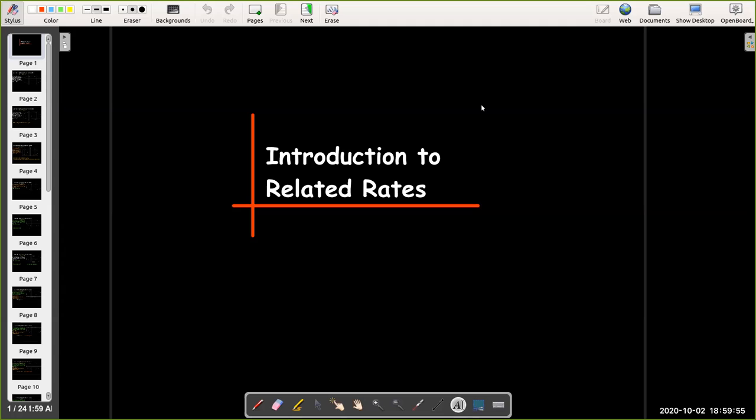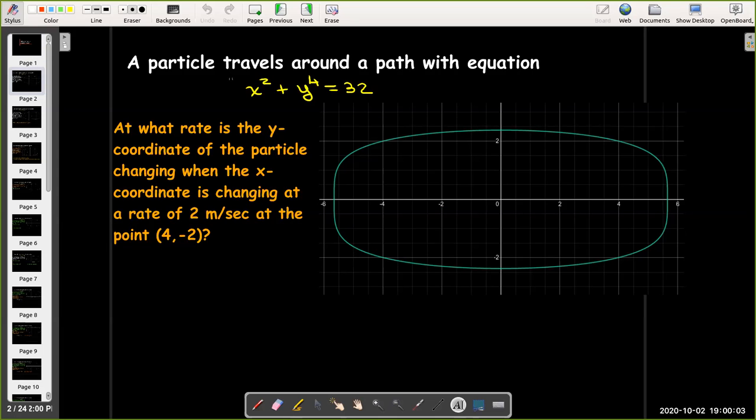In this short video, we're going to introduce the concept of related rates with an example. We have a particle which is traveling around a path that has an equation x squared plus y to the fourth equals 32. And we are being asked, at what rate is the y coordinate of the particle changing when the x-coordinate is changing at a rate of 2 meters per second at the point (4, -2)?